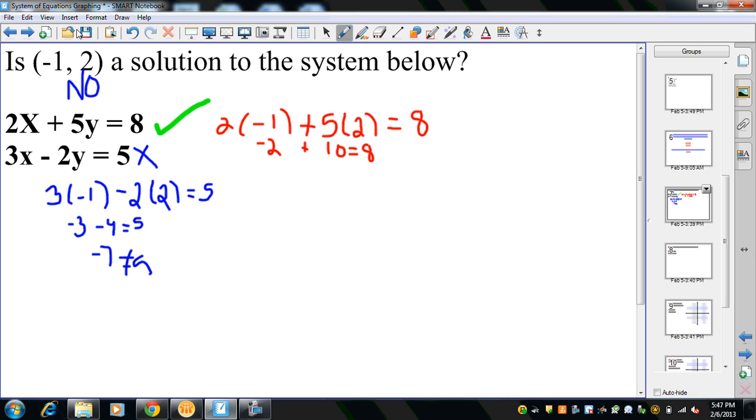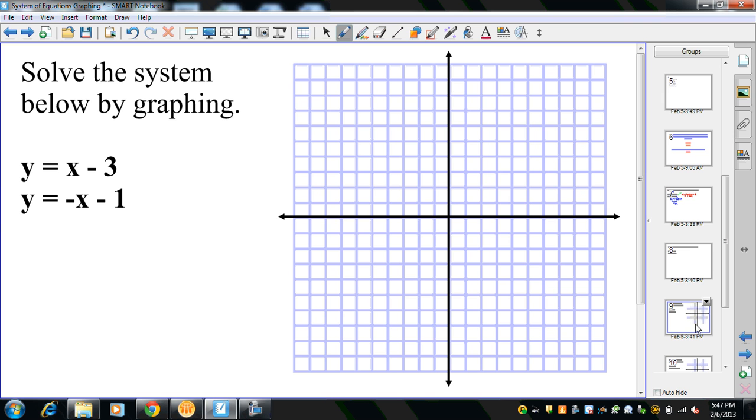This is kind of just like a guess and check method of seeing whether or not something is a solution. Another thing that you can do is graph the equations. I can graph these two linear equations, and where they intersect each other, if they intersect each other, that is a solution to the system. Again, this is considered the system.